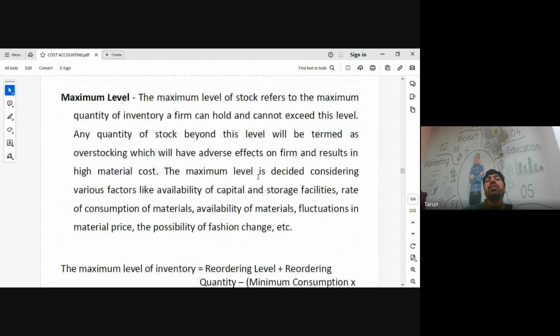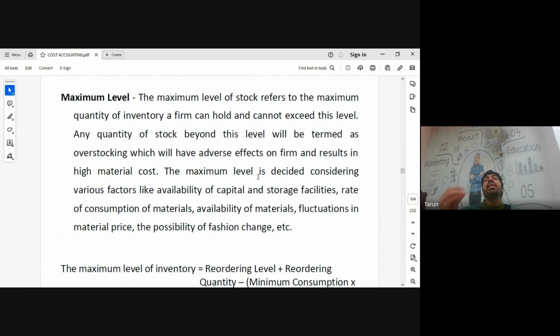So now we learn the max. What is the maximum level? The maximum level of stock refers to the maximum quantity of inventory a firm can hold and cannot exceed this level. So the maximum level of stock is the maximum quantity of inventory the firm is able to hold, and it cannot exceed this level.